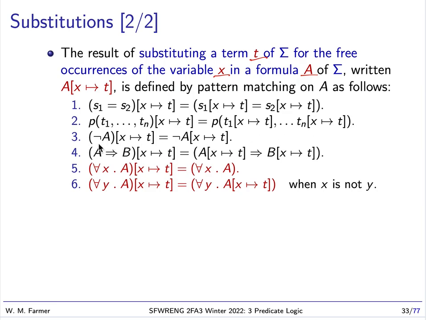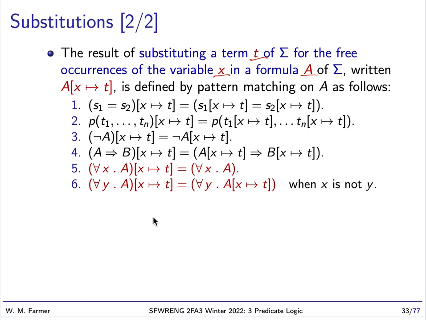If we have the negation of A, then we basically just take the negation of the result of substituting t for x in A. And if we have an implication, that's going to give us the implication that results from substituting t for x in A, the left-hand side, and then substituting t for x in B in the right-hand side.